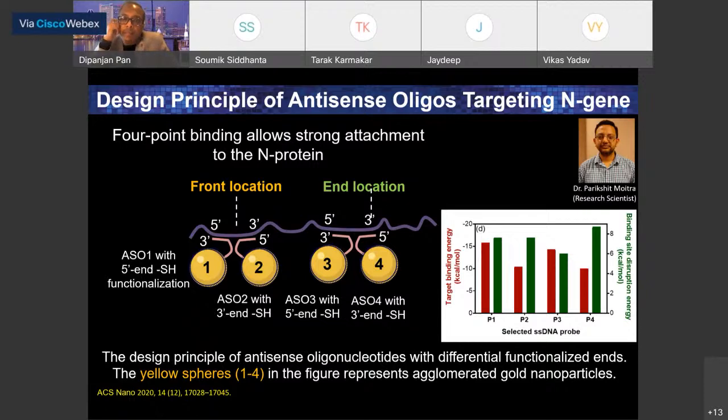This part of the work was done by a super duper rockstar junior faculty in my lab, Dr. Prakit Moitra, a research associate and junior faculty at University of Maryland, Baltimore. He designed four ASOs, and the reason we wanted to design four ASOs is because it's a claw-like design. Two of them, one and two, bind the front location of the gene or the N protein, and the other two bind the end location. This claw-like design is like a chelation. The way these bind to both the front and the end location allows for an extremely strong and stable binding from these ASOs.